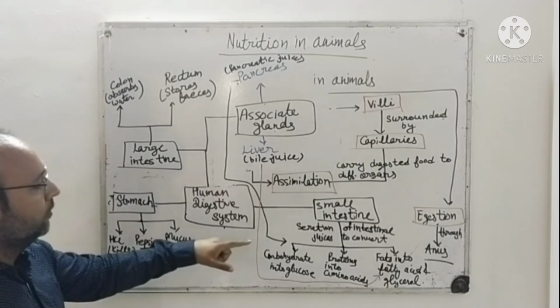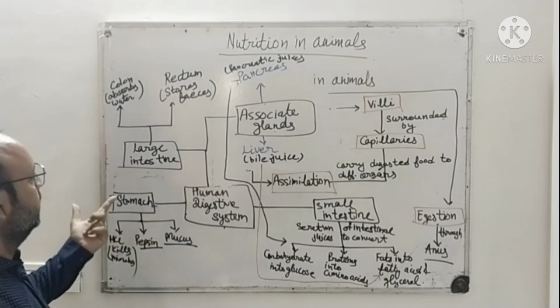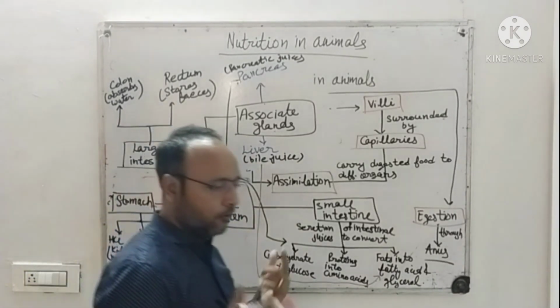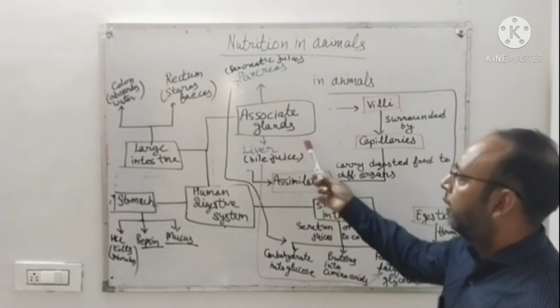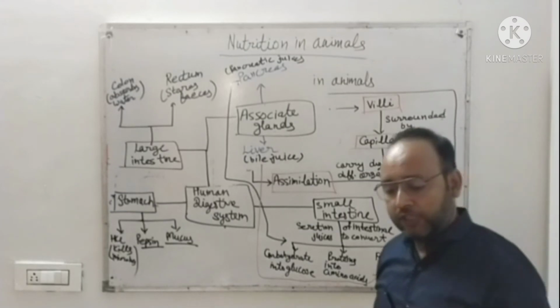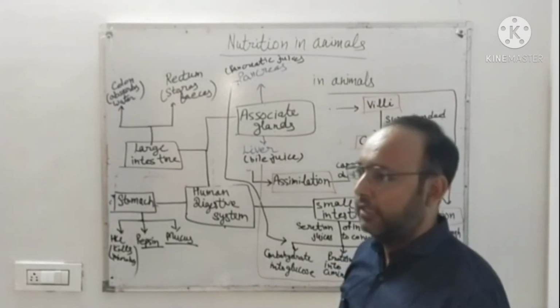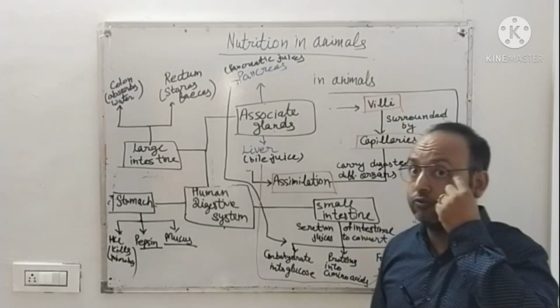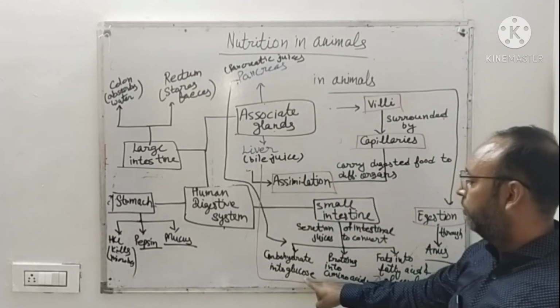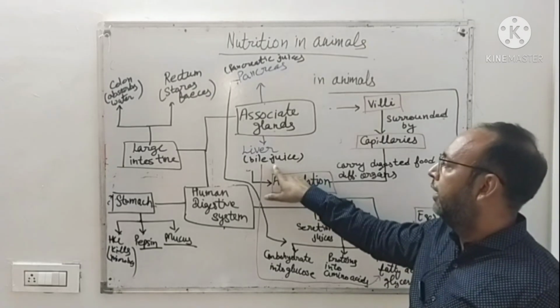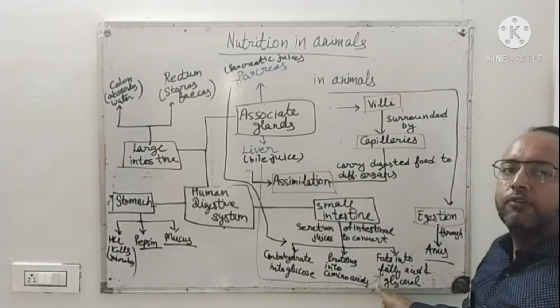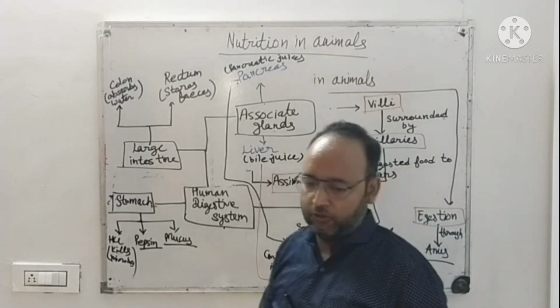Then after the small intestine we have the large intestine. In the large intestine, the colon absorbs water and the rectum stores the feces. Apart from this, we have the associated glands attached to it: one is the pancreas, another is the liver. The pancreas releases pancreatic juices, which convert carbohydrates into glucose, and all these three functions they can perform. And the liver's bile juice converts fats into fatty acids and glycerol.